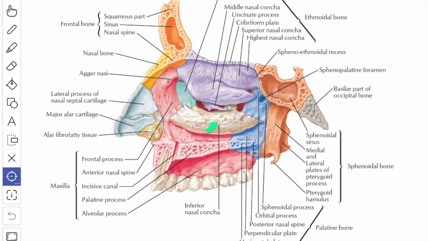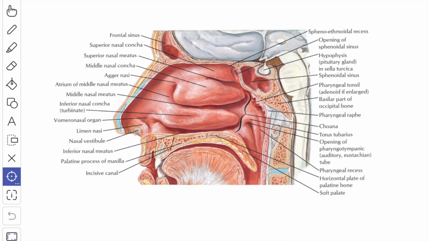Then you have the inferior nasal concha, then the perpendicular plate of the palatine bone, and the medial pterygoid plate of the sphenoid bone. The bony wall is covered by the mucous membrane and it projects medially as curved plates of three nasal conchae.